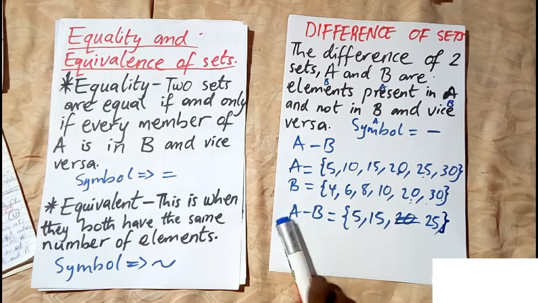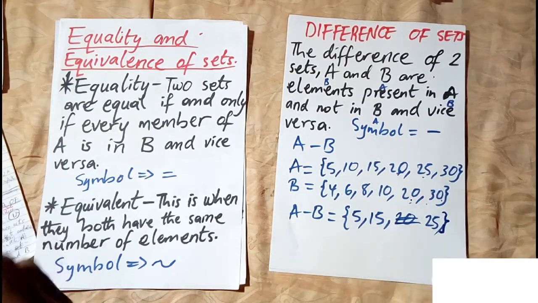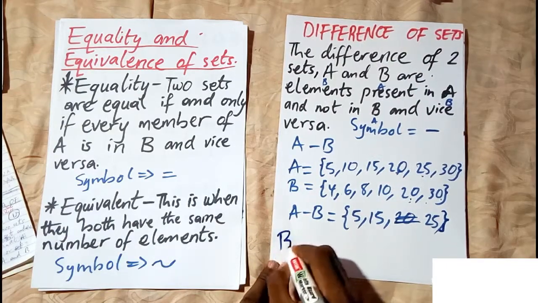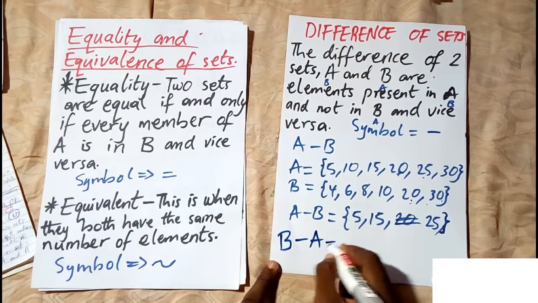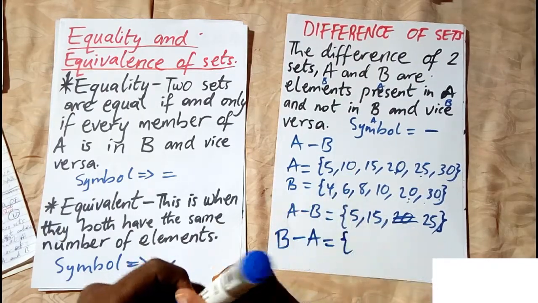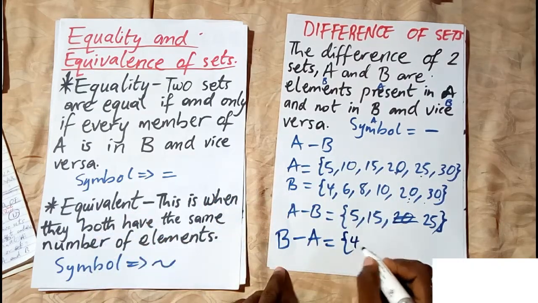So the difference of A and B is what? 5, 15, and 25. Now we have another difference, between set B and A. So let's do that. 4 is in B but not in A. So we have 4. 4 goes in.